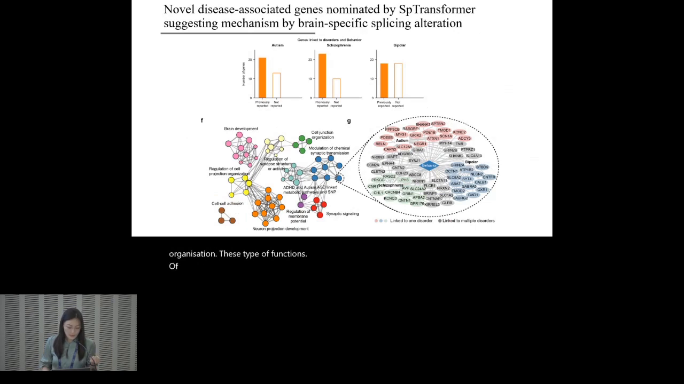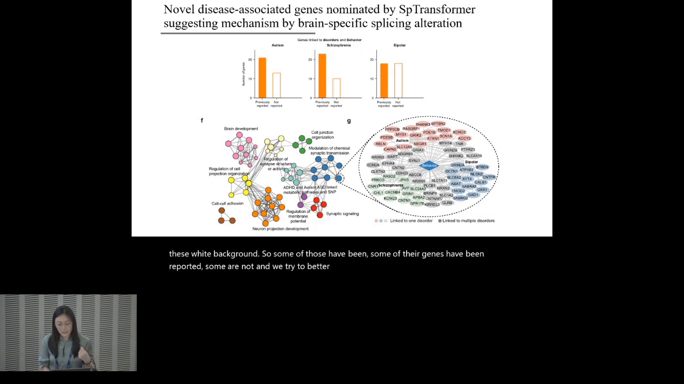Of course, our method identified some novel genes that have never been reported. Those are on the white background. So some of the genes have been reported, some are not. And we try to better understand the relationship of these three different brain disorders through a network view. And we were able to find that these genes share the same biological pathways, but within each pathway, the associated genes are different across the three brain disorders.